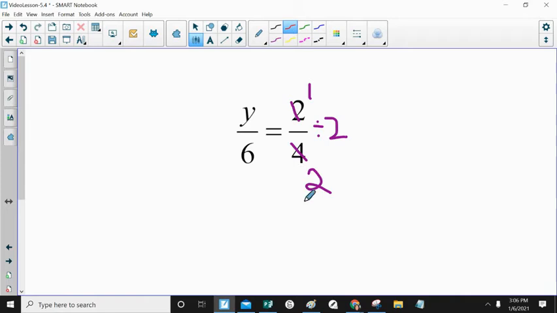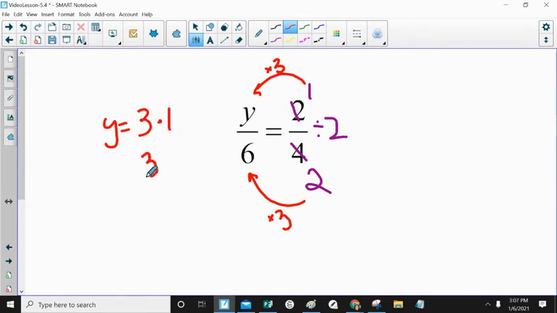Using the multiplication property of equality, I know that if I multiply 2 times 3, I'm going to get 6. So whatever I multiply one number of my ratio by, I have to multiply the other number by the same thing. So I know that Y is going to equal 3 times 1, and 3 times 1 is 3. And thinking back, that makes sense because my simplified ratio is 1/2, and 3 over 6 is the same thing as 1/2.